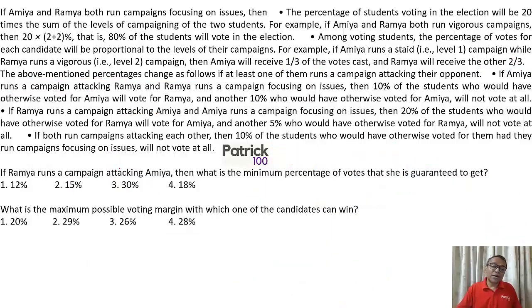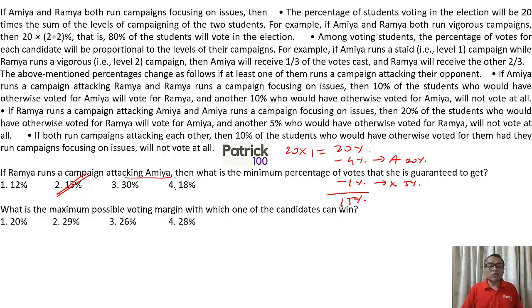If Ramya runs a campaign attacking AMIA, what is the minimum percent of votes she is guaranteed to get? So minimum is when she runs L1 campaign. If she runs L1 campaign, she will get 20 into 1, 20%. She is attacking AMIA, so 20% of her vote will go to AMIA. Plus, 5% of people will not vote. 5% of 20 will be 1% will not vote. So remove that, you'll get 15% vote.